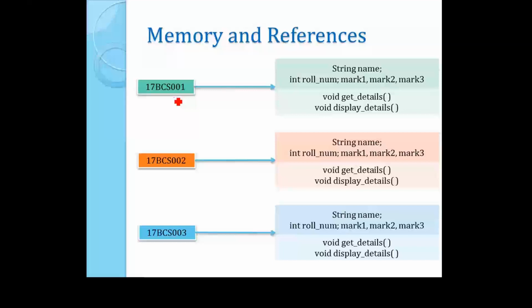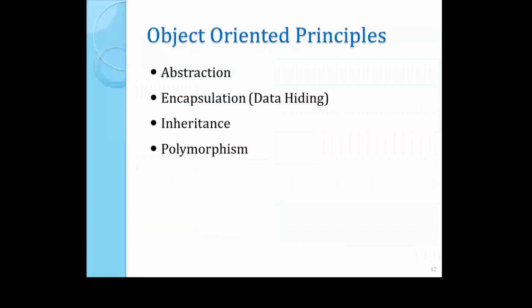Using object 1, a separate memory location will be created for the string attribute called name and the integers called roll number, mark 1, mark 2, mark 3. Similarly, a separate reference will be created for both the functions called get details and display details. Similarly, for the second roll number and also for the third roll number, we have separate memory references for all the attributes and all the functions. Okay, hope it is clear to you.